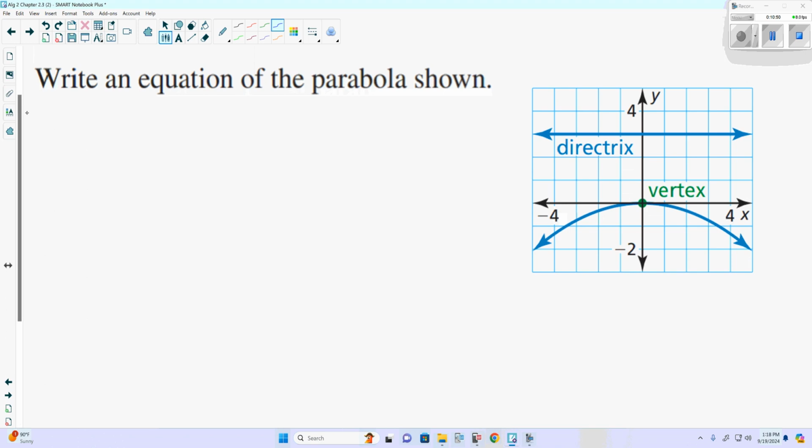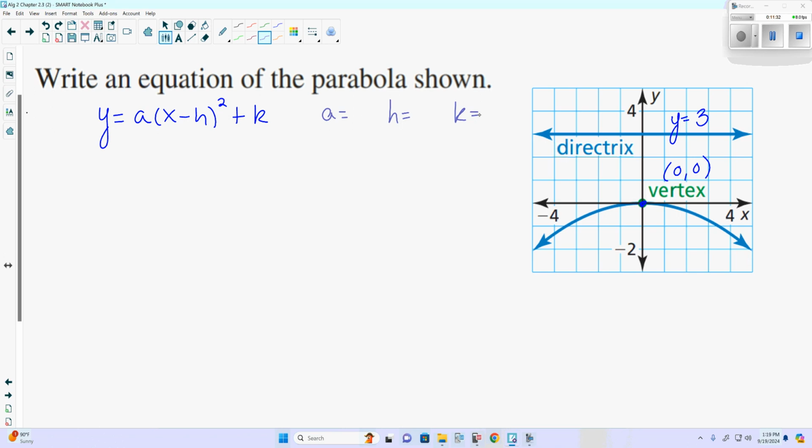Write an equation of the parabola from the given information. Now, they did give us two pieces of information here. They gave us the directrix, which is y is equal to 3. That's the equation, that line. And they did give us the vertex, which here is 0, 0. Now, since we did get the directrix of y equals, our general form is y is equal to a times x minus h squared plus k. So I need to find a, h, and k.